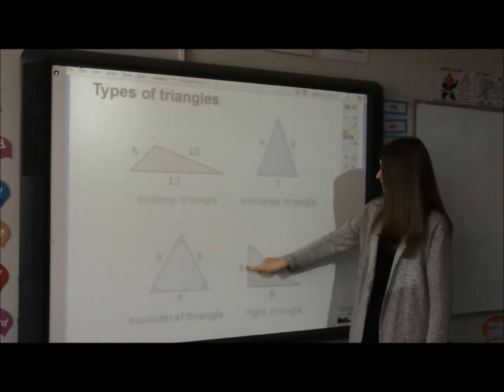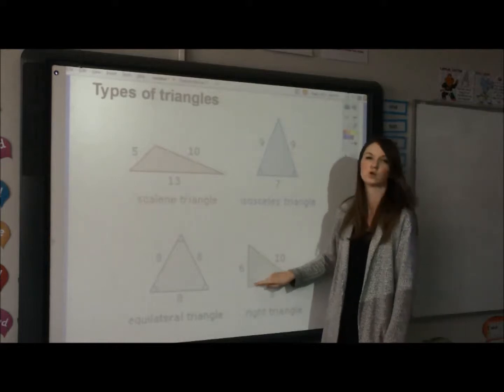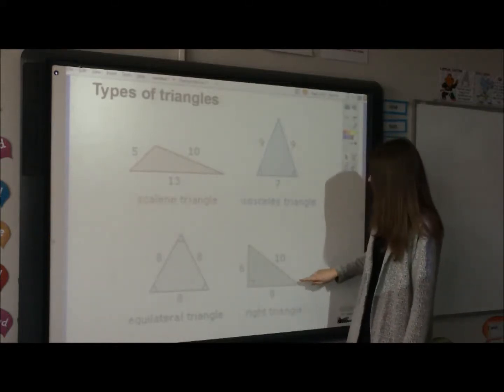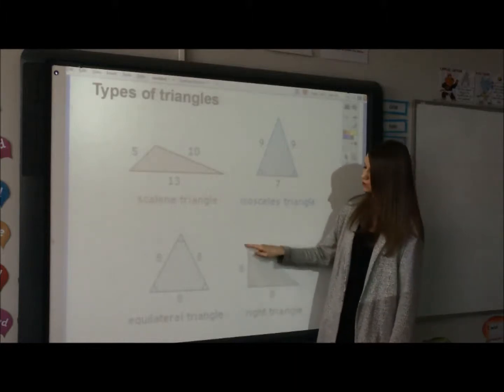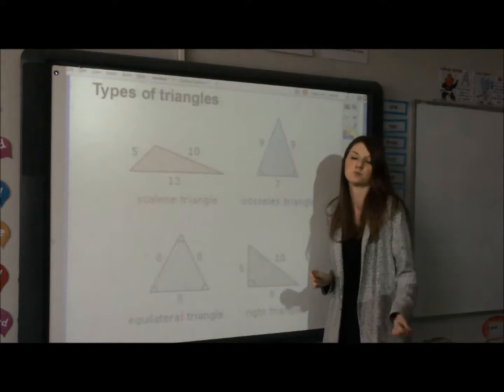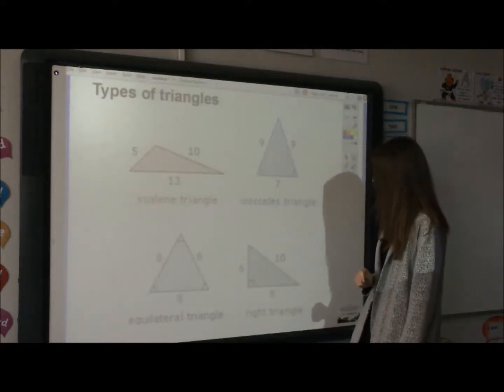Now, the right angle triangle has this right angle which is marked on with a square, just like this, but it also has, in this example, two different lengths running along here, the 8 and the 6. They could be the same or they could be different.